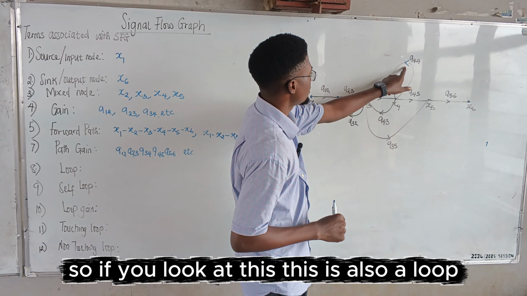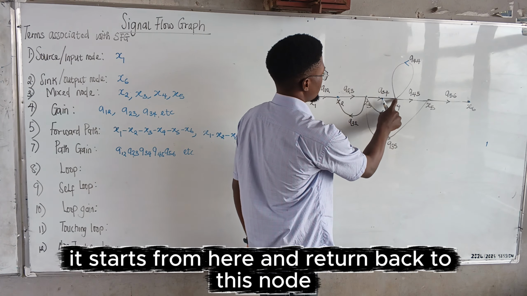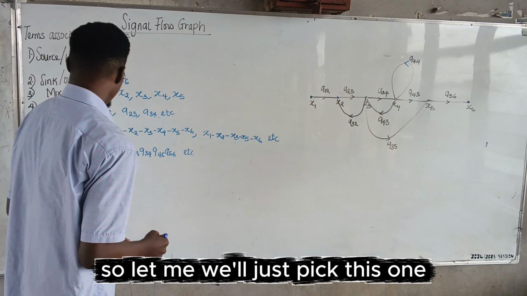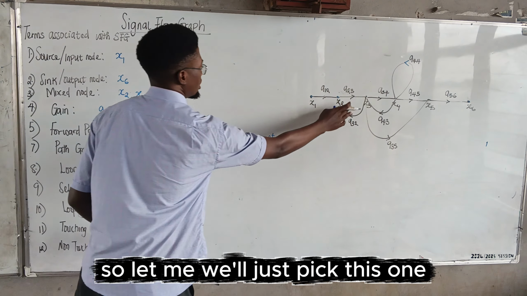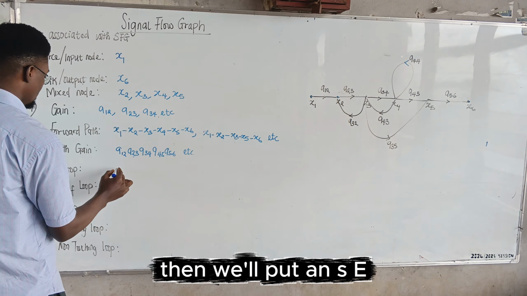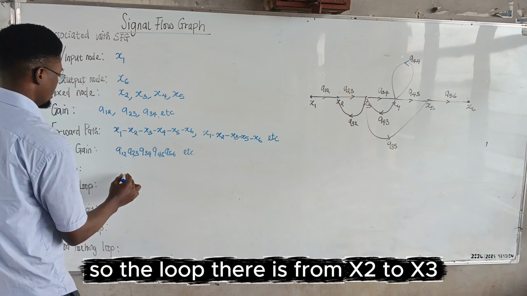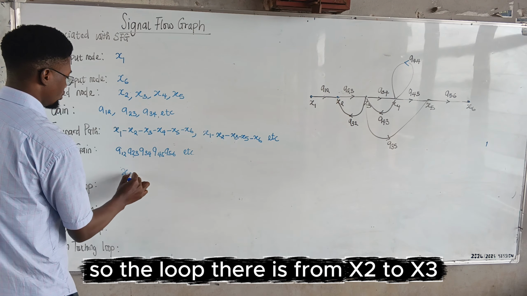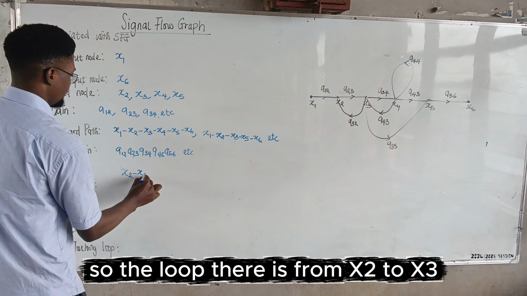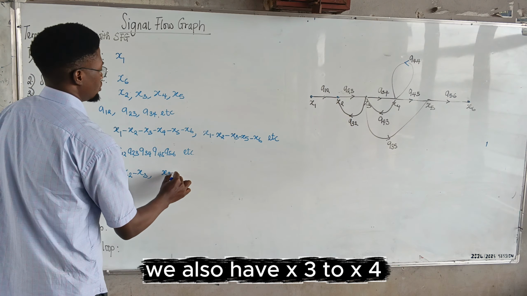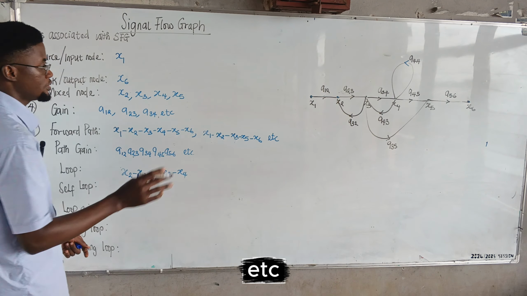So if you look at this, this is also a loop. It starts from here and returns back to this node. So we'll just pick this one and we'll put an etc. to continue the rest. So the loop there is from x2 to x3. I can still take another one. We also have x3 to x4, etc.